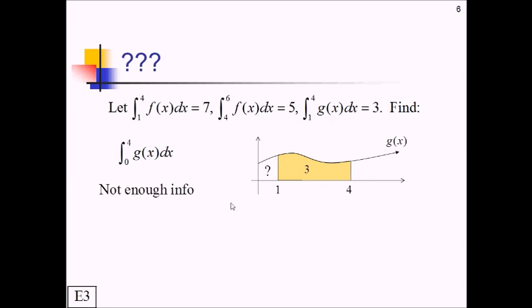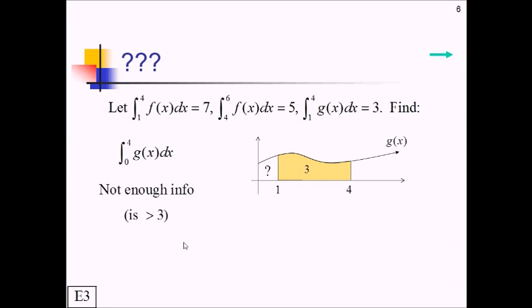Now, having said that, we can say a little bit something here. This is positive area, whatever it is. So that means that the integral from 0 to 4 must be greater than the area from 1 to 4. So we know that this is going to come out to a number that's greater than 3, but beyond that we can't really say.